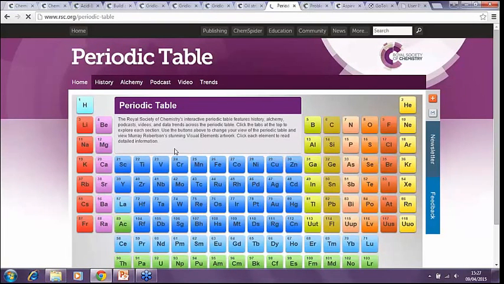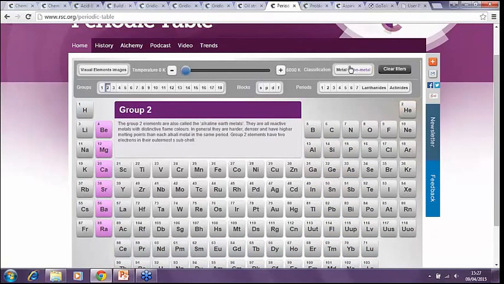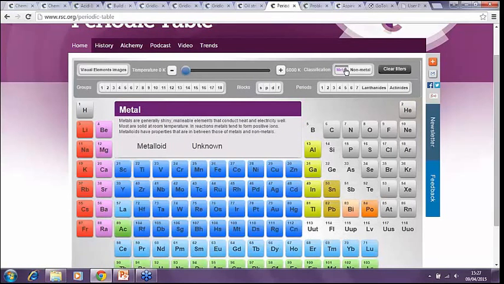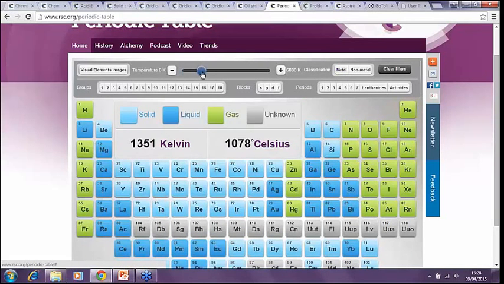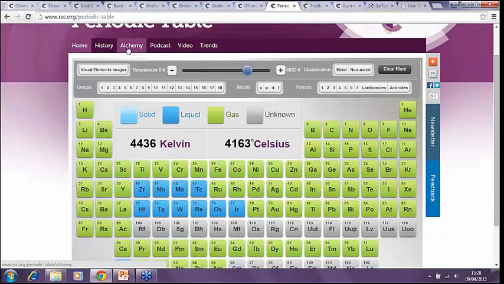So if you want to look at S, P, D or F block, if you want to look at a particular period or group on the periodic table, or you want to split it into metals and non-metals, then you can click all of these things here. Something else, you can change the temperature and you can see what happens. You've got a history tab, which is extremely interesting, and an alchemy tab as well.